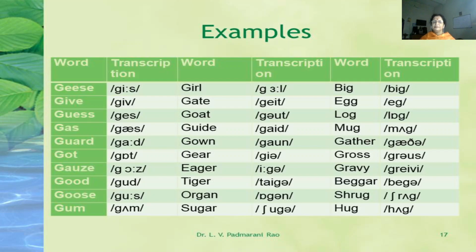Big. Final positions. Egg. Log. Mug. Gather. Grouse. Gravy. Beggar. Shrug. And hug. In all these examples, the g sound occurs in the word final position.